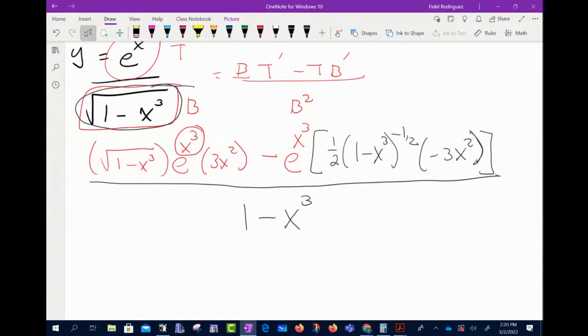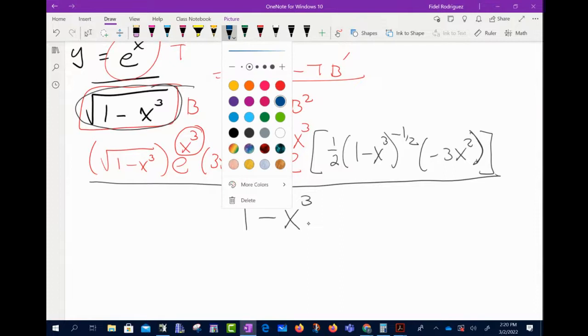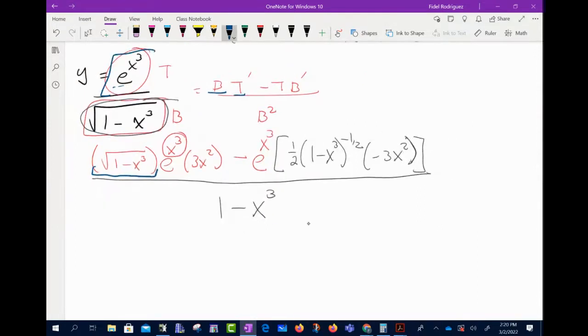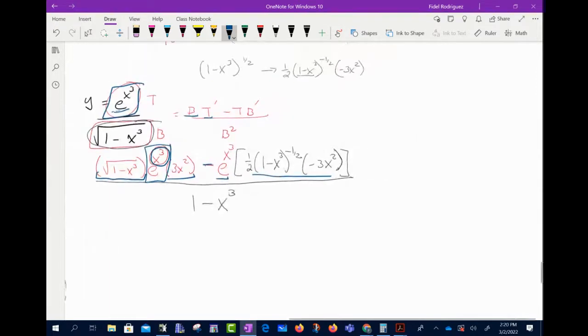So again, just to recap what I did here, Jennifer. Remember we said, look, it's the bottom function times the derivative of the top. So here's the bottom function. The derivative of e to the x to the third was the same thing, e to the x to the third, but then take the derivative of that, which was 3x squared, minus the top function. So minus, there's the top function right there, the derivative of the bottom. And we did the derivative of that right over here.